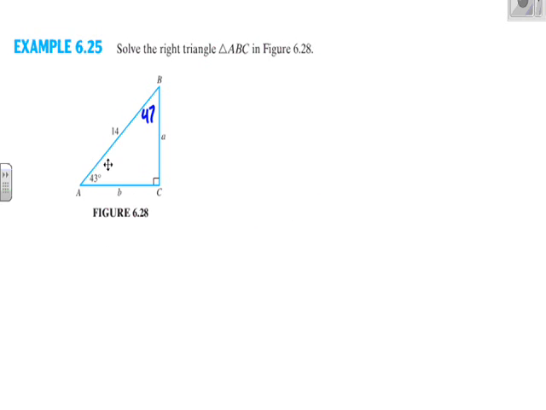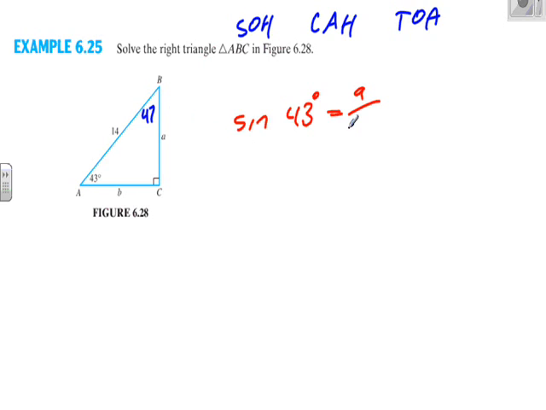Then we know the hypotenuse, so we're going to want trig functions that use the hypotenuse, like sine and cosine. We're not going to use tangent because we don't want to relate two things that we don't know, opposite and adjacent. So sine of 43 degrees is the opposite side, a, over the hypotenuse 14. Also, we can go ahead and set it up: cosine of 43 degrees is the adjacent side, b, over the hypotenuse, which is 14.